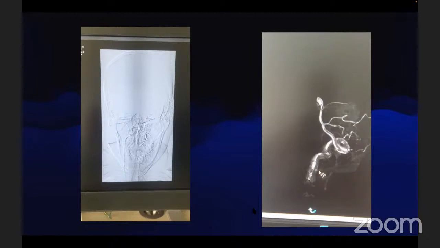How emergently we have to do it, and will it be possible? Because this is a thrombosed aneurysm, we are not sure of the neck size. Whatever we place depends upon the neck of the aneurysm, and how we approach it. We are not sure about the neck of the aneurysm in this particular case.